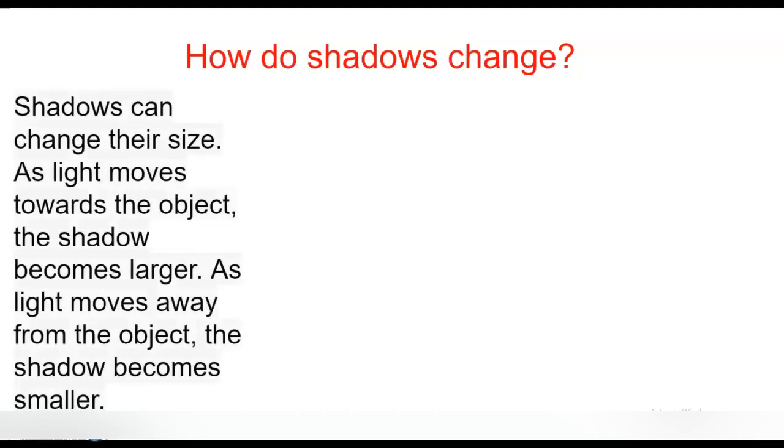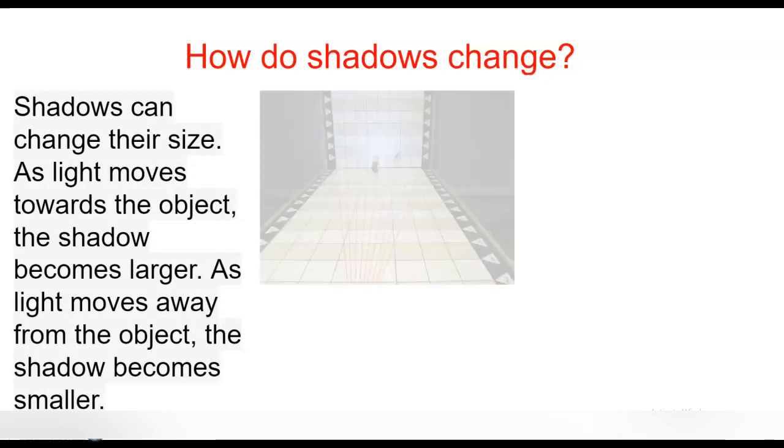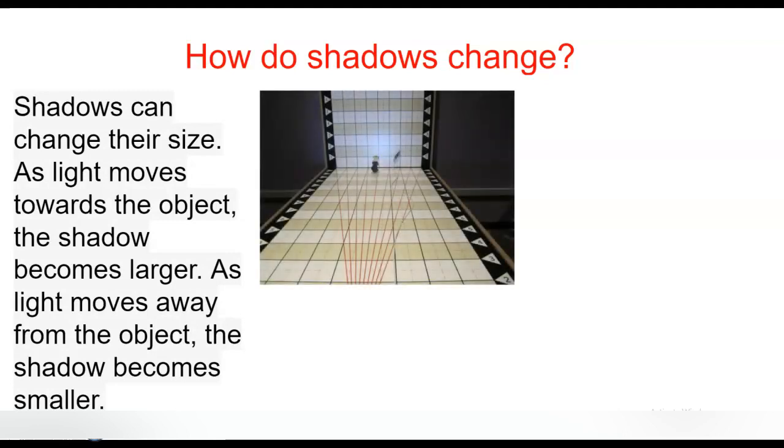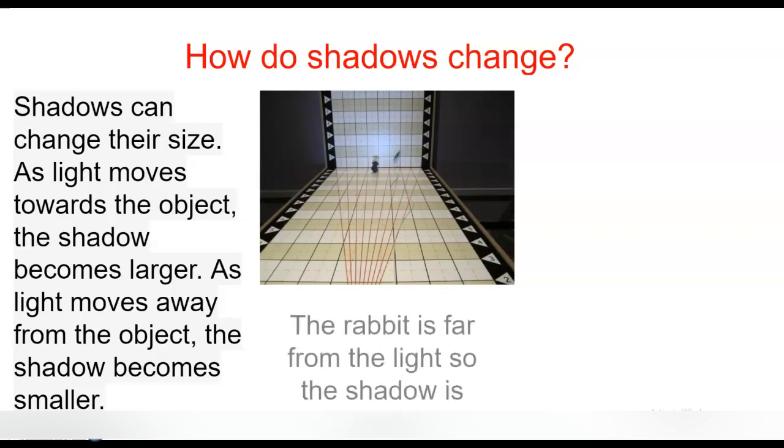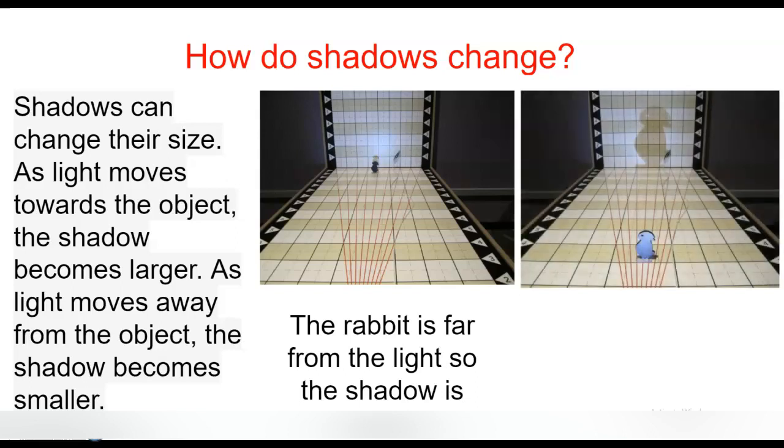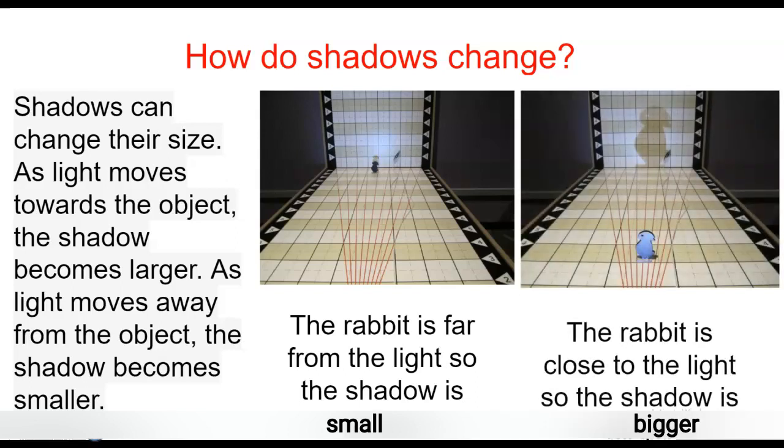Well, shadows can change their size. As light moves towards the object, the shadow becomes larger. As light moves away from the object, the shadow becomes smaller. You can see in this picture, the rabbit is far away from the light, so the shadow is small. But in this picture, the rabbit is close to the light, so the shadow is large.